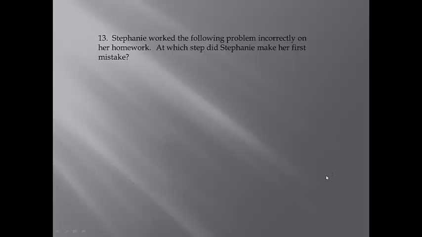All right, Stephanie worked the following problem incorrectly on her homework. At which step did Stephanie make her first mistake? So the problem reads 5 plus parentheses 3 plus 2 close parentheses squared divided by parentheses 4 plus 1. So in step 1, she simplifies the parentheses, and her new problem is 5 plus 5 squared divided by 5. In step 2, she simplified the 5 squared and arrived at the problem 5 plus 25 divided by 5.